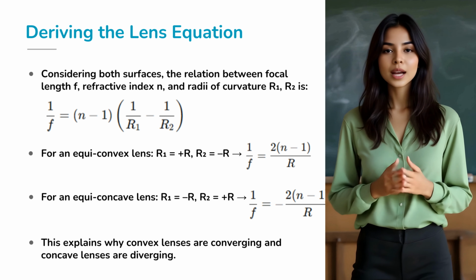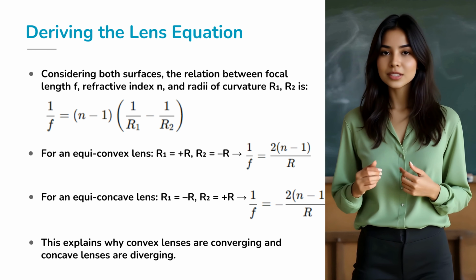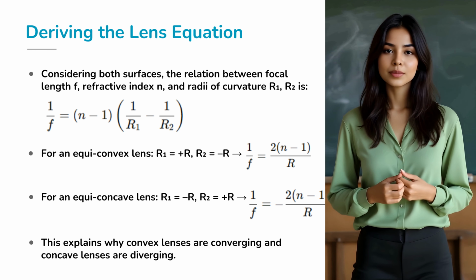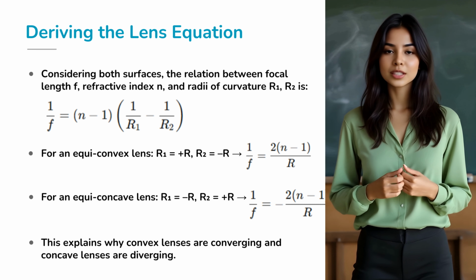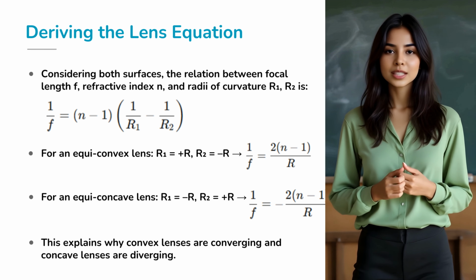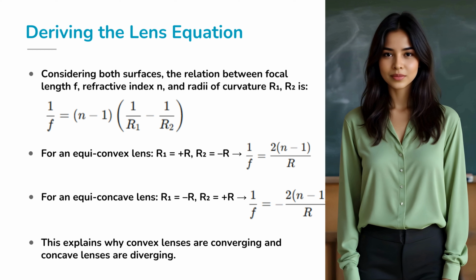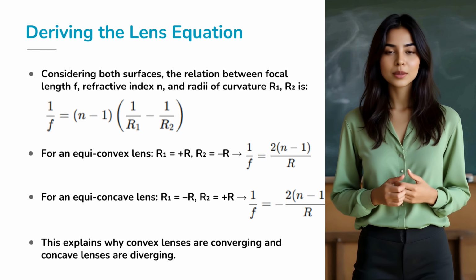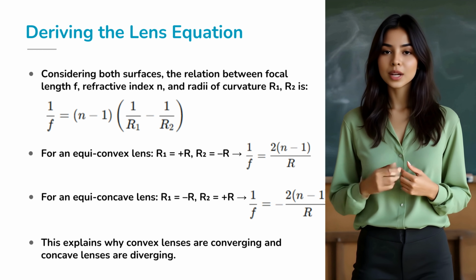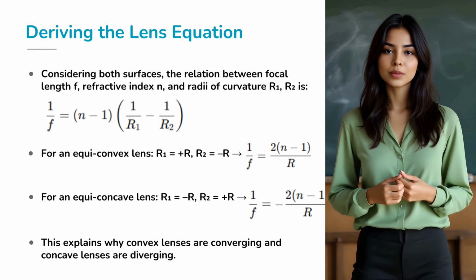Alright students, our light ray has completed its bending act at both surfaces of the lens. Now let's put the whole story together. When we consider both surfaces, we get a relationship between the focal length f, the refractive index n, and the two radii of curvature, R1 and R2. This relationship is given by the famous lens maker's equation: 1 by f equals (n minus 1) multiplied by (1 by R1 minus 1 by R2).